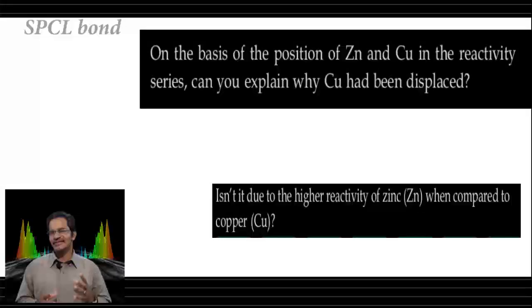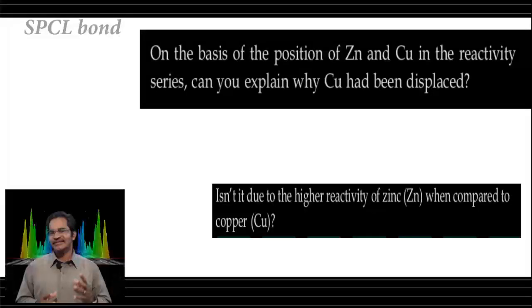On the basis of the position of zinc and copper in the reactivity series, can you explain why Cu has been displaced? Copper has been displaced by zinc. You explain this reaction based on the activity series, or reactivity series. Zinc is in the upper position of this reactivity series, because zinc is more reactive than copper. So zinc can displace copper.